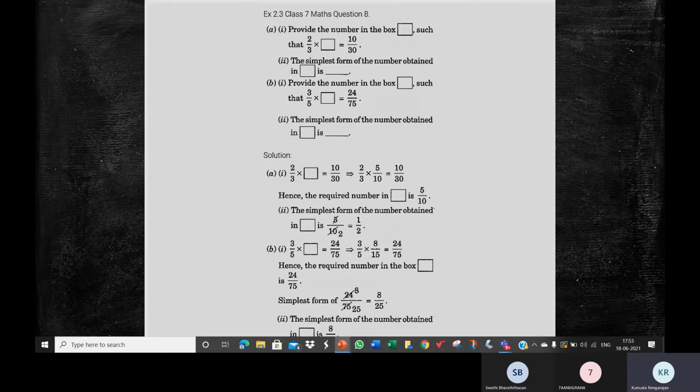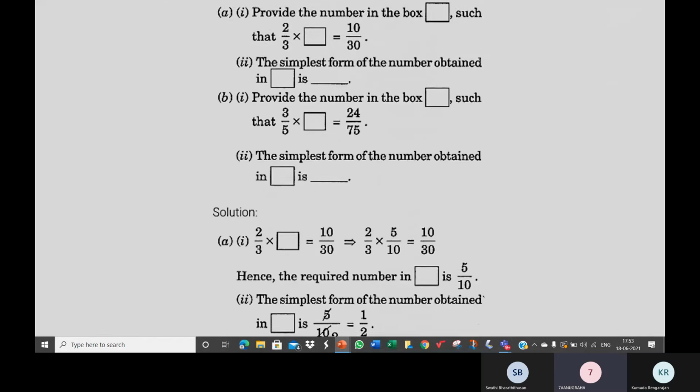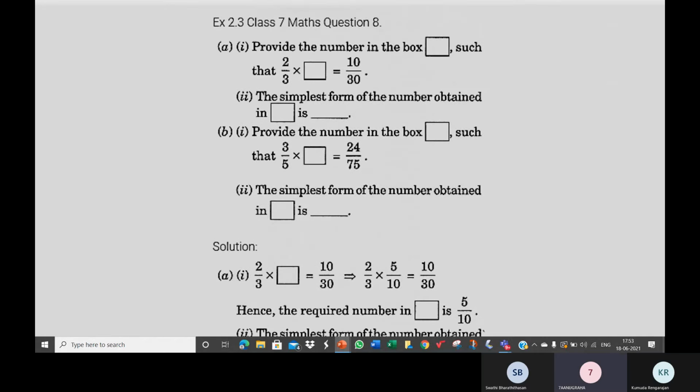Yes, Anugraha, tell me, by what should you multiply for the second one? Ma'am, first we have to divide, ma'am. First the numerators. First we have to divide? Yes, ma'am. Just where is division? Where is it?